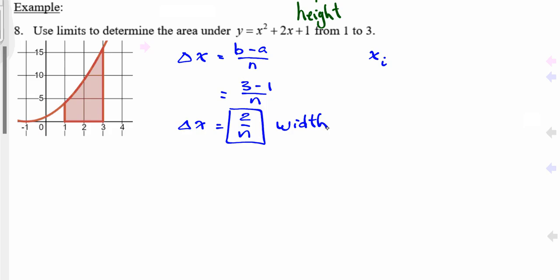So far, so good. For my x value, I start at the left end, and then I add delta x to it i times. So understanding where these come from will help you remember what to do. So in this case, xi is going to be 1 plus 2 over n times i.